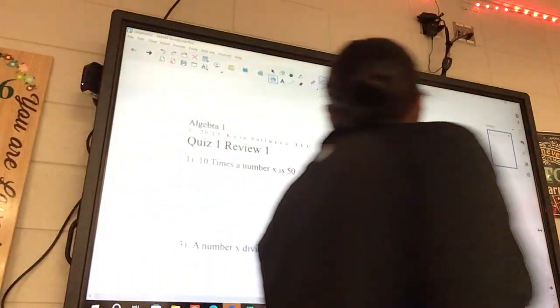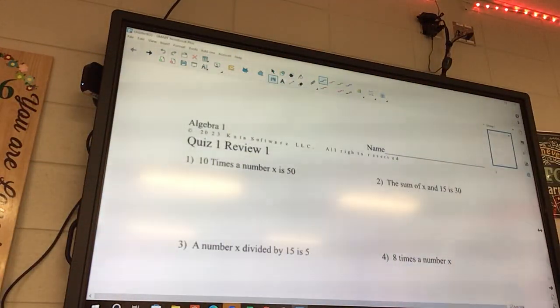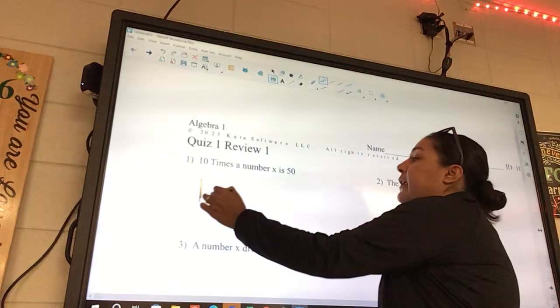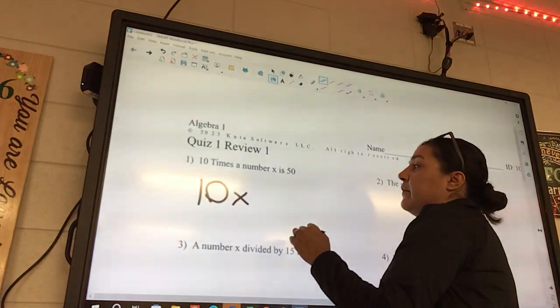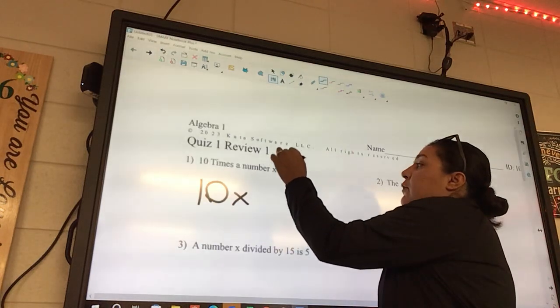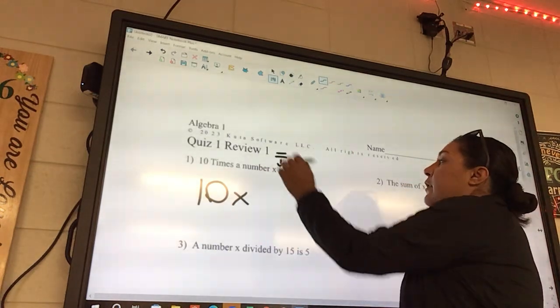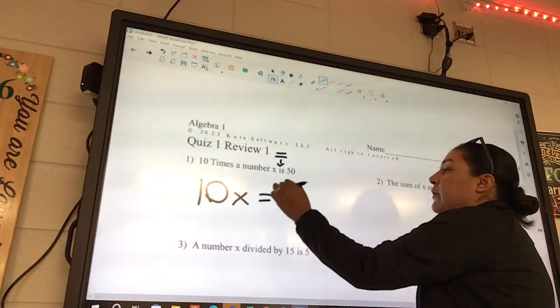Okay, 10 times the number x is 50. How do we write that? Okay, 10x. What does "is" mean? "Is" means equals. So if you don't remember that, maybe put a note on here. Okay, "is" means equals 50.